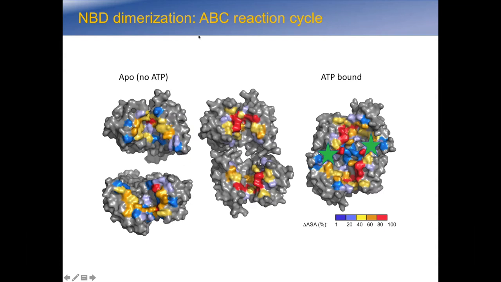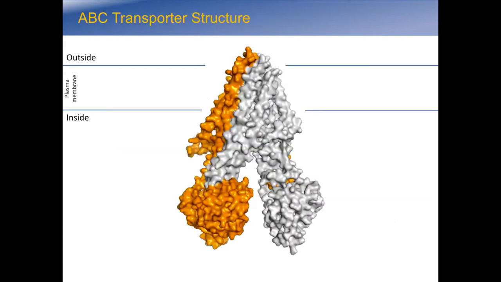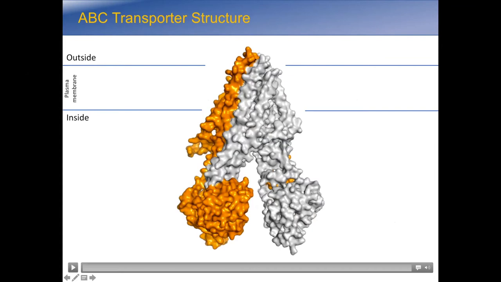So what does this do in terms of transport? I mean, these are just one piece of the protein. We do have structures of ABC transporters that have been solved, and I hope these movies will come across. If they don't, please somebody speak up.